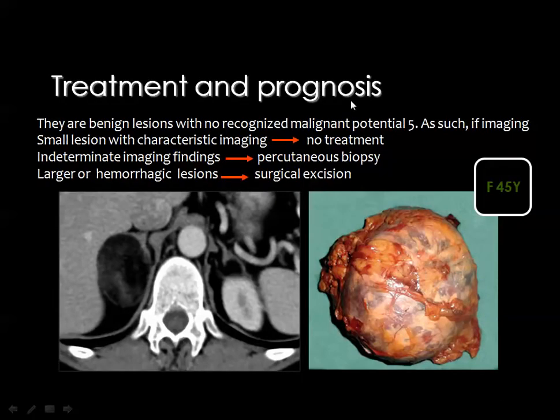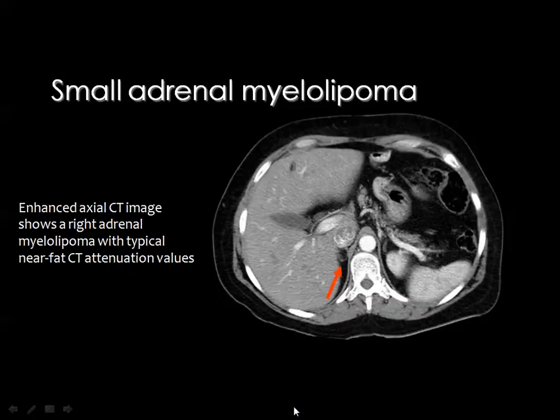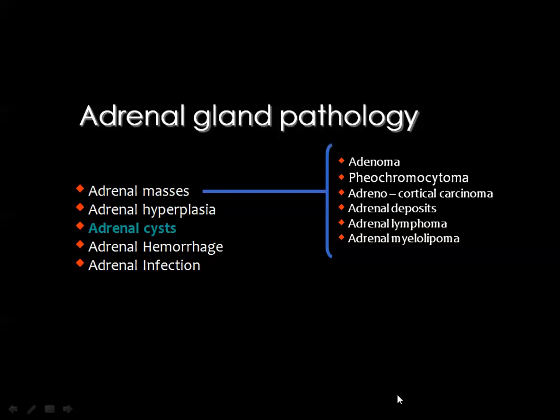And this is how to deal with the adrenal myelolipoma. The small lesions with characteristic imaging are left without treatment. With intermediate imaging findings, where you are not sure that there is fat, you should have a percutaneous biopsy. Large lesions producing mass effect or lesions having hemorrhage are surgically removed. And this is an example of a very small fat-containing lesion in the right suprarenal gland representing adrenal myelolipoma.